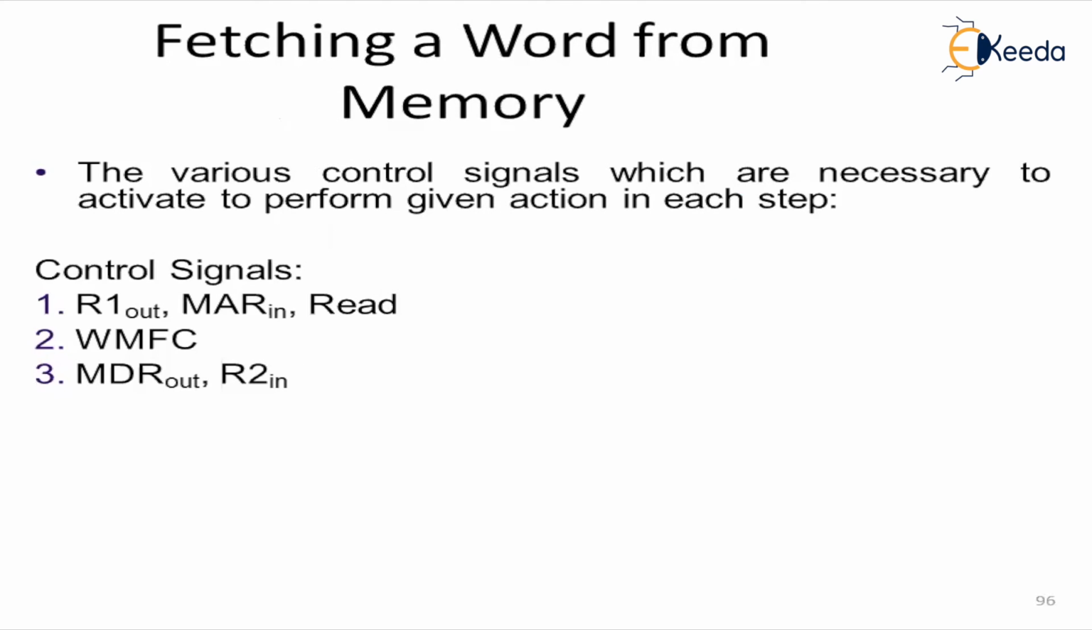Fetching a word from memory. The various control signals are necessary to activate to perform the given action in each step. We have the different control signals: R1 out, MAR in, that is memory address register in, read, then WMFC, that is the second signal we have seen in the previous slide. And then you have MDR out, which is directly getting stored in R2 in.